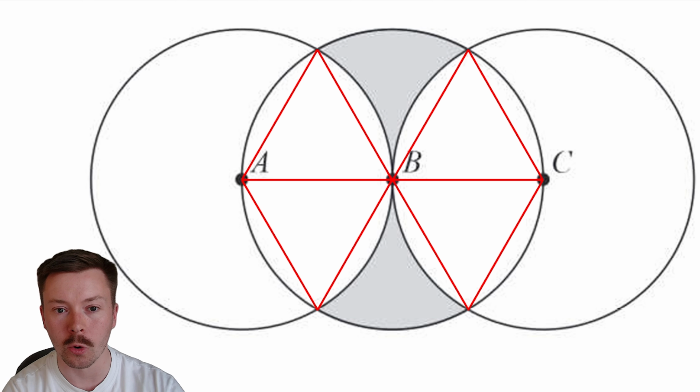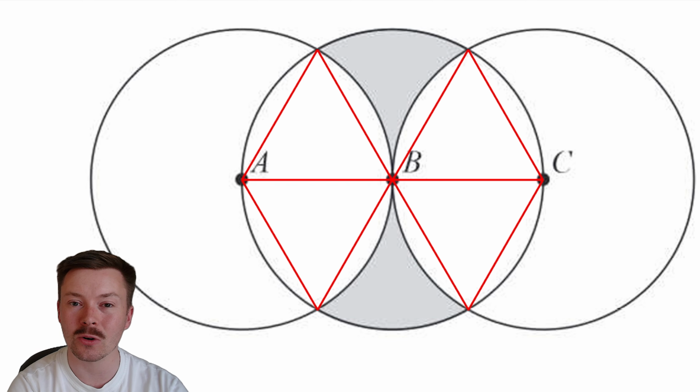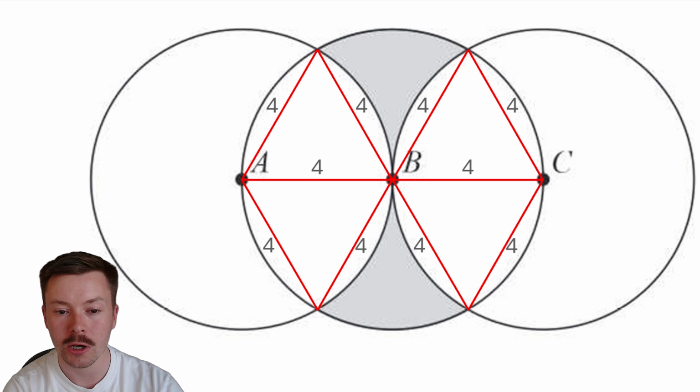Now, we were told that AB is equal to BC is equal to 4 centimeters, so we can put all of those on. And now what we can see is that we've got 4 equilateral triangles, which therefore means all the angles will be 60 degrees.